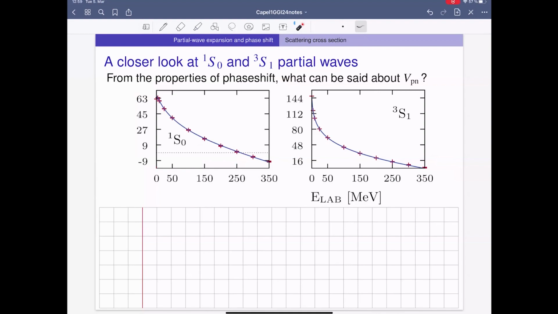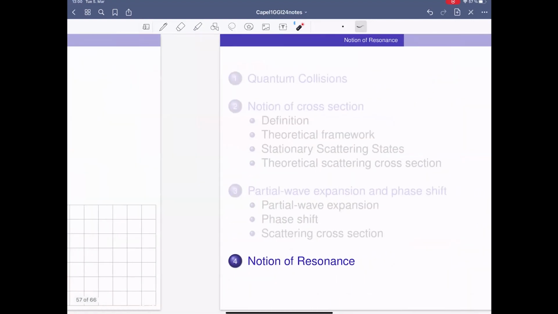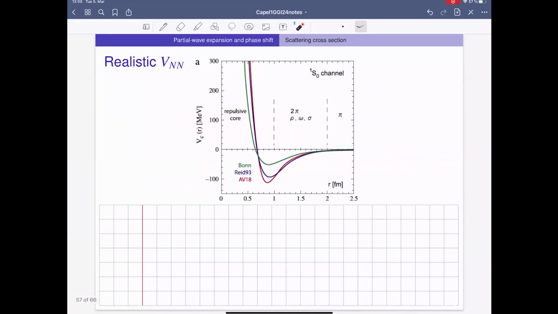Yeah, of course. So that's the demonstration of the presence of this tensor force and spin-orbit part. So I think I will stop here, and we'll see the notion of resonance tomorrow. I don't know if you have any urgent question.